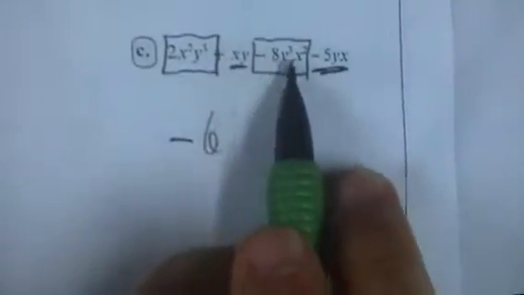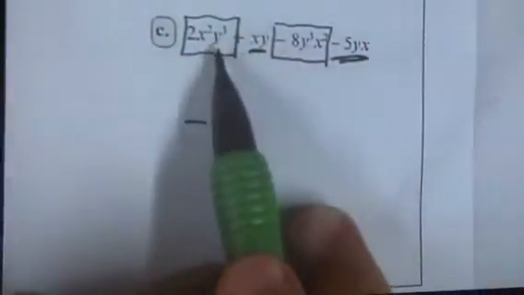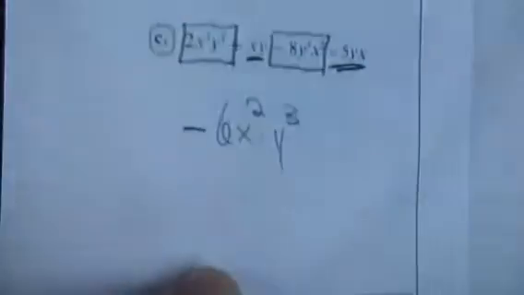8 minus 2 gives me 6. Take the sign of the higher number. 8 is higher, so that's a negative 6. Because I've got to make sure that I see that this is a minus in front of this 8. Okay? So 2 minus 8 gives me negative 6. Then I've got x squared y to the third. I don't change my variables or my powers. I keep those the same.